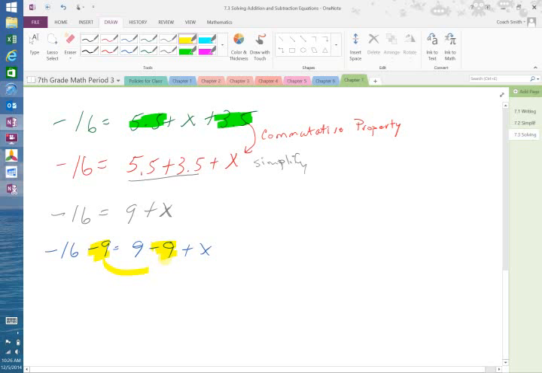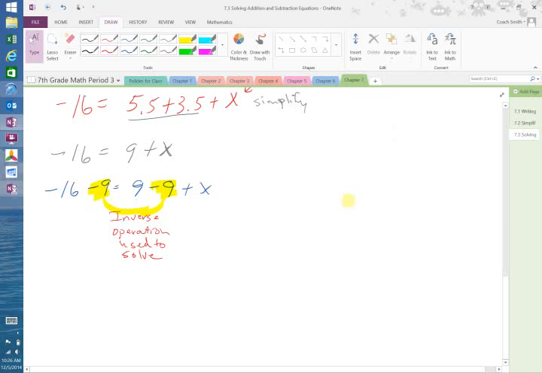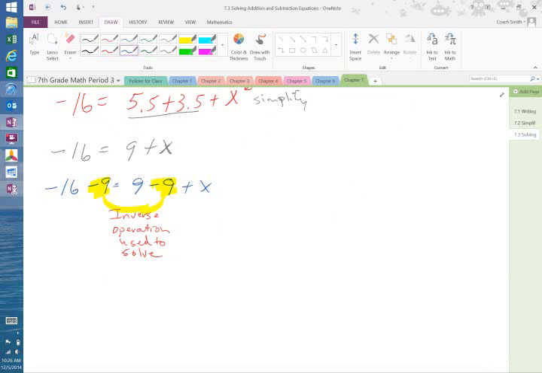Okay? This is the inverse operation used to solve. Okay? Now, in our problem up here, the 9 and the subtracting 9, well, what is 9 minus 9? 0. Not nothing, but 0. Okay? So, that gives us this.